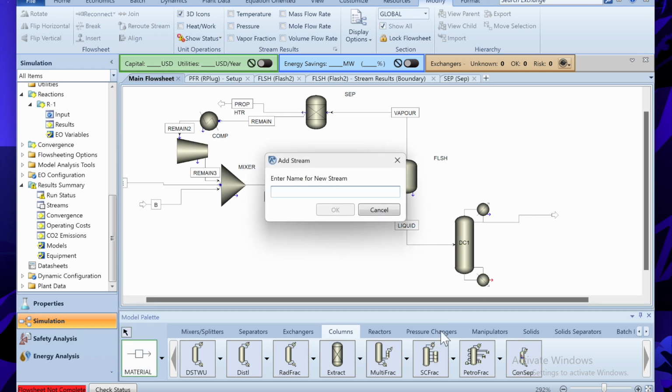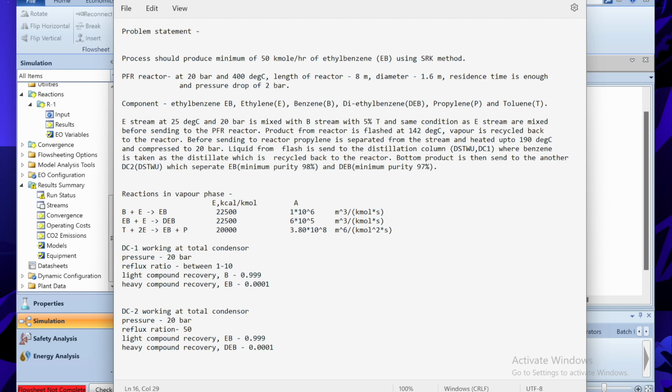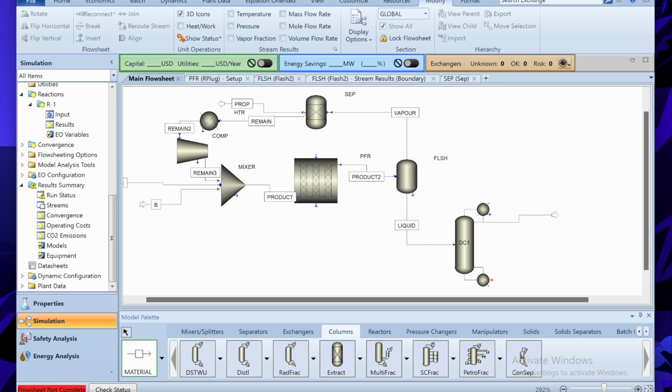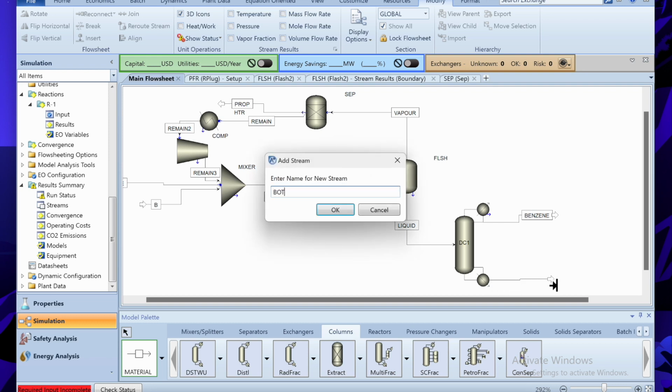So your upper product, the distillate product, is benzene. Okay, so benzene is getting recycled. Benzene, correct. So we can write the other one as bottom.